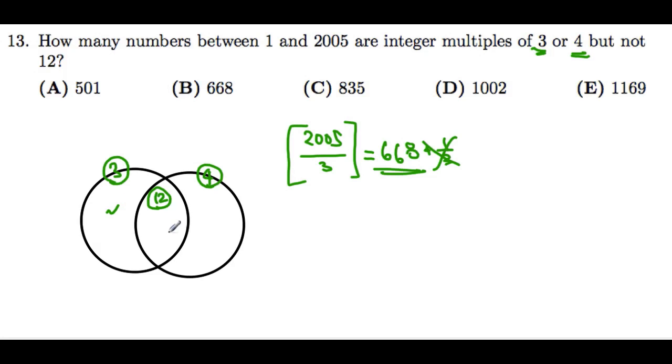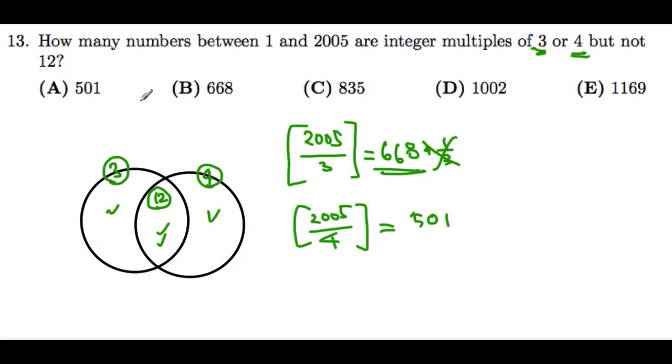Then that takes care of this part of the circle and that part of the circle. How about 4? So we're going to do 2005 divided by 4. Then this one will give us 501. So that takes care of these two. But wait a minute. We have counted multiples of 12 two times, as you can see in this section, because that was part of 3 and part of 4.